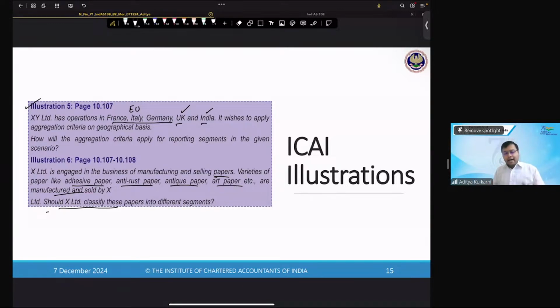The entity has to evaluate the customer, the manufacturing process, the method of distribution. All these have to be evaluated, and based on the outcome of that evaluation, the entity can take a decision on whether they need to be categorized as separate segments or not. If it is common, then there is no need to create a different segment, and all of them can be aggregated into one.